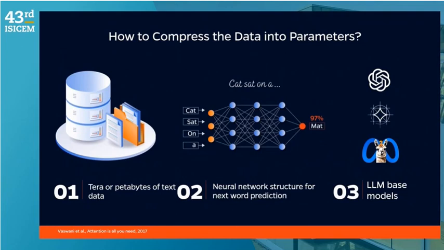So let's dive into that: how they compress data into parameters. As I said, we are starting with terabytes or petabytes of text data, mainly from the internet. Then you use a neural network and transformer structure, as Ben showed, to find in each node, in each layer, the next most likely word. And then we compress each of that in the data. That compression is really what is computationally very intense. Then we end up with an LLM-based model that is trained on a large dataset, and it has a general purpose.